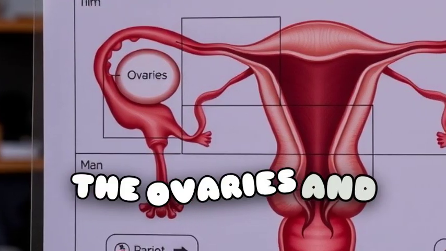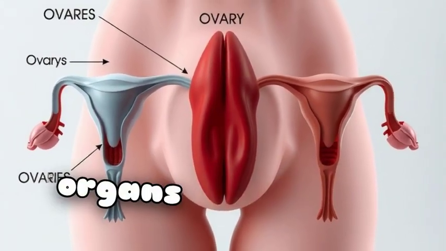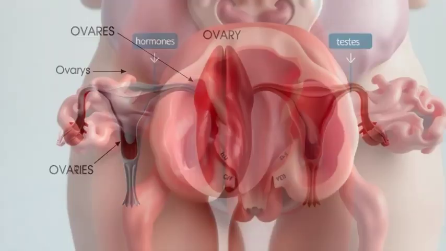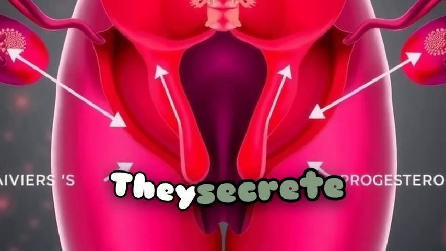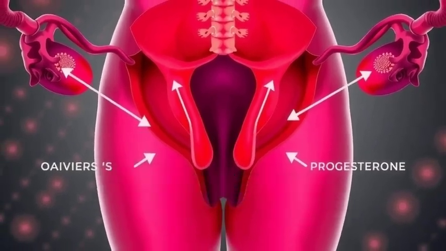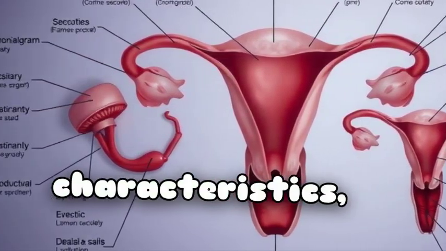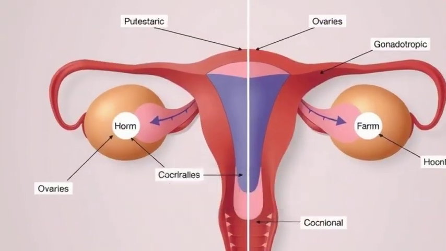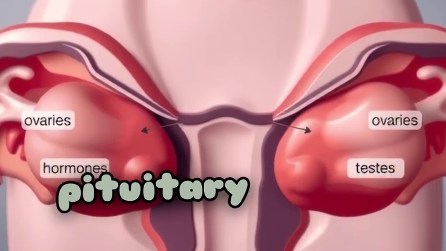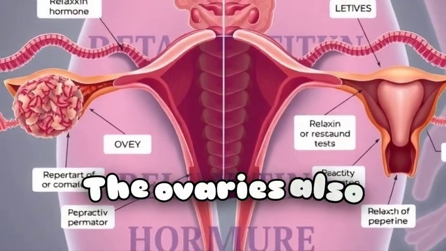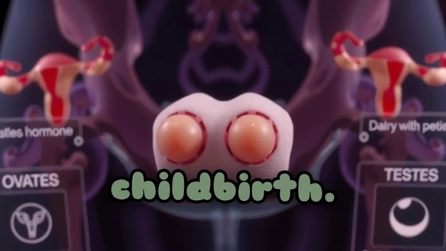The ovaries and testes. The ovaries and testes are paired oval organs referred to as gonads. The ovaries are the female gonads located in the pelvic cavity. They secrete estrogens and progesterone, which are responsible for the development and maintenance of female sexual characteristics, as well as regulating the female reproductive system, in conjunction with gonadotropic hormones from the pituitary gland. The ovaries also produce relaxin, which softens connective tissues in preparation for childbirth.